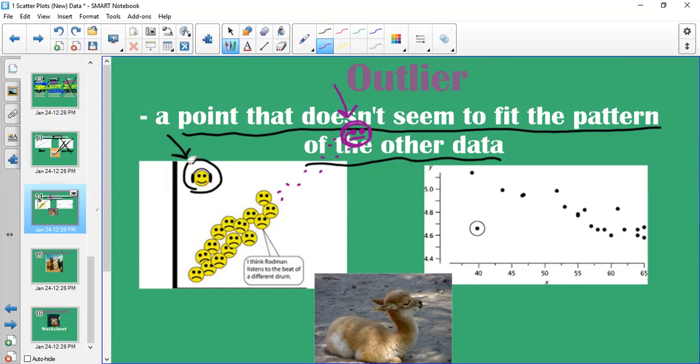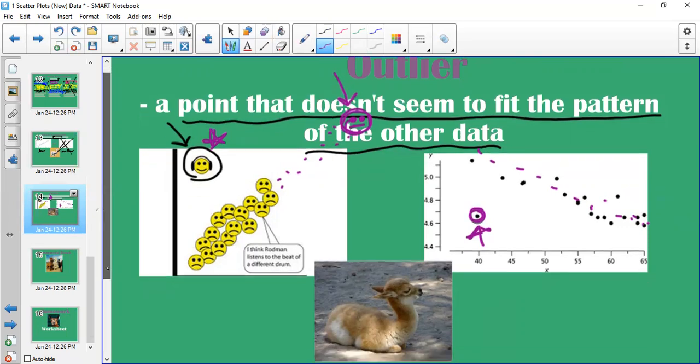It matches the data, but this one right here, the guy with the headphones, the smiley face, definitely would be an outlier. And over here as well, this point was the one that does not fit the other data. The other data was starting high and going low, and that guy threw it off. All right, and that is it for the notes.